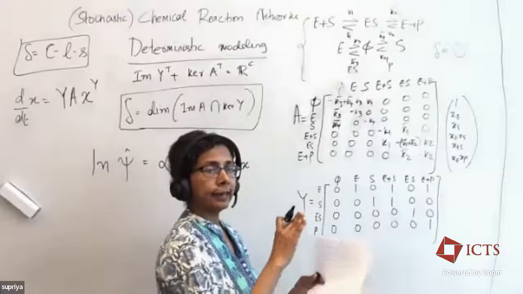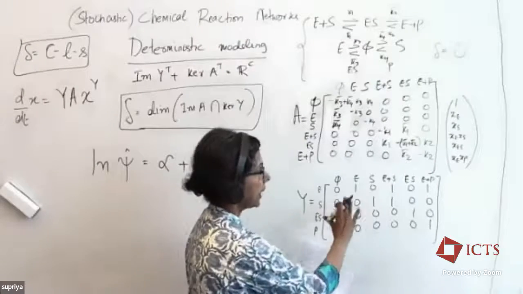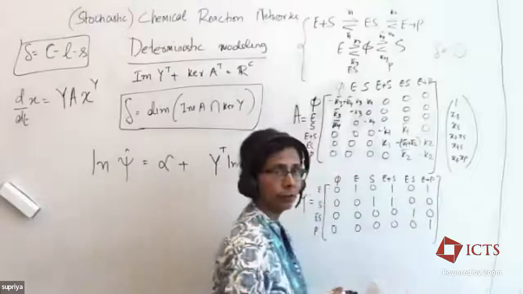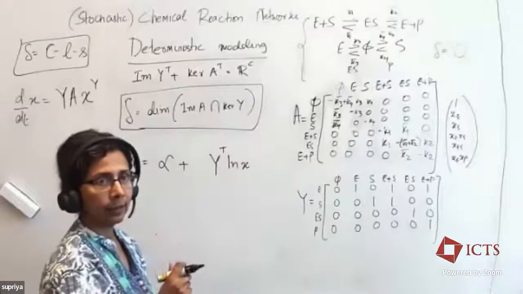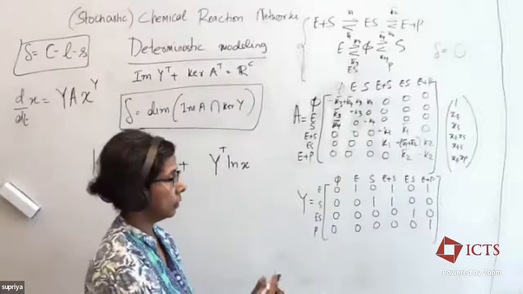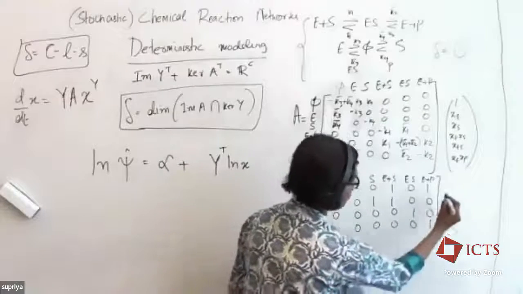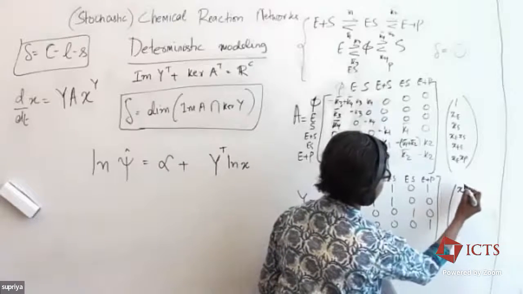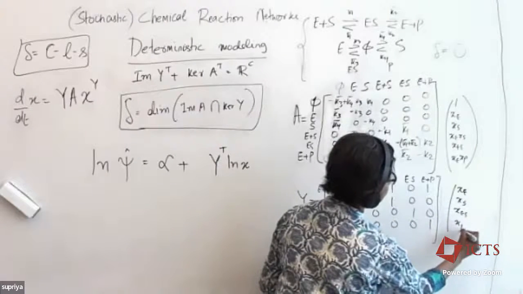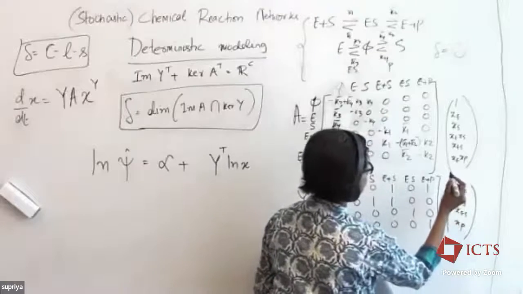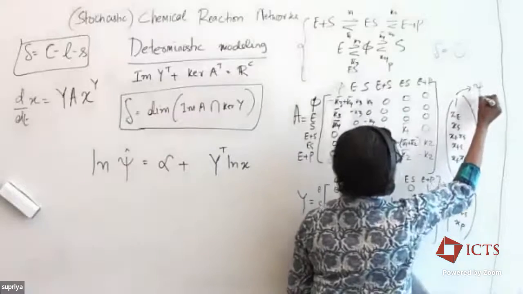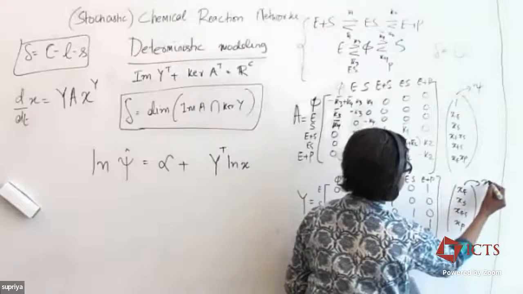I can take a y transpose and act it on an x vector with the species and kind of get that one. You remember we did that exercise yesterday. You can just try y transpose acting on a column vector of the species. The column vector of the species is just x_e, x_s, x_es, x_p. So this is our psi and this is our x.